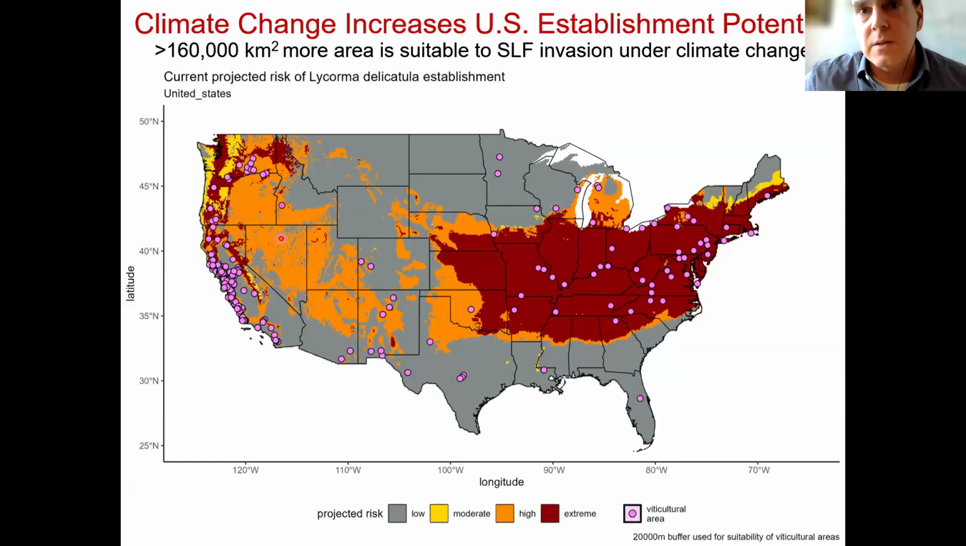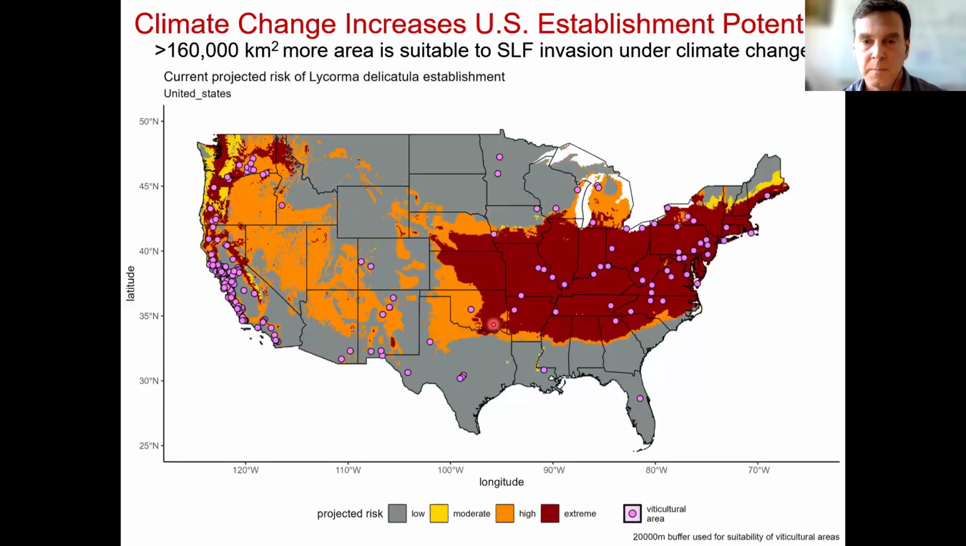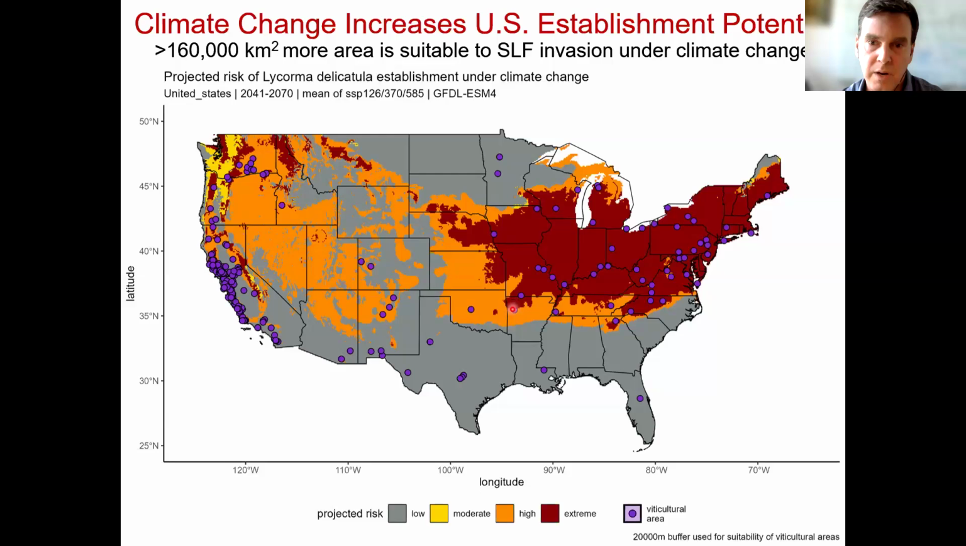So just focusing on the United States, what we find, at least with this particular model, is that it increases U.S. establishment potential. There's a large amount of area that becomes more suitable for spotted lanternfly, but at the same time, there are particular areas that come out of suitability, as you can see here. You have that shift north that you sort of expect to see. Now, each one of these points that I have here is an important viticultural area of the United States. These are called AVAs, or American Viticultural Areas. And so we can look at how these risks change for each one of these different points, for example. So here we have one in Arkansas, and that risk is changing with climate change.